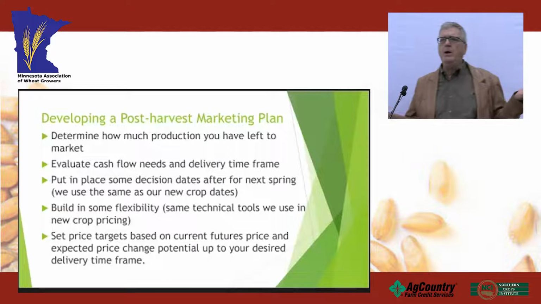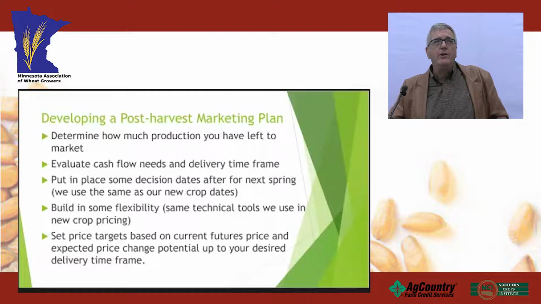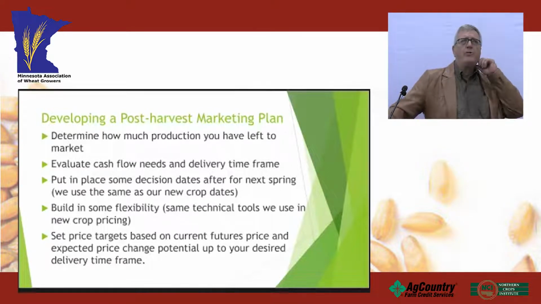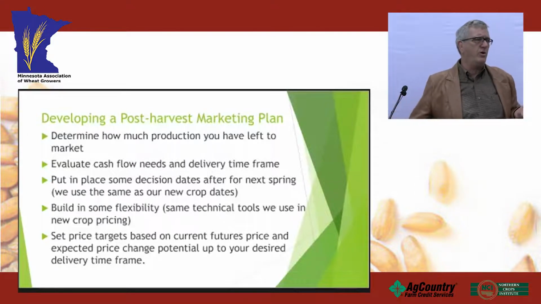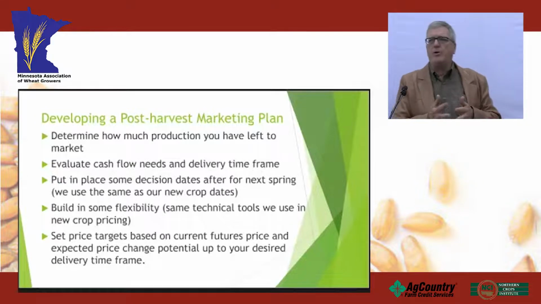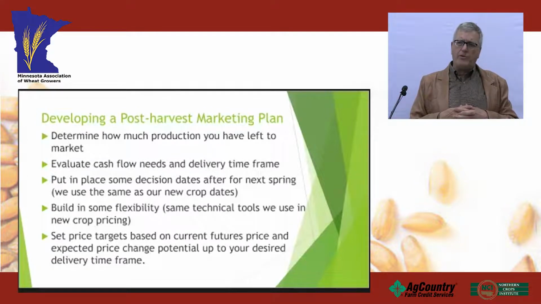So the first thing you do is determine how much production you have left to market. Evaluate your cash flow needs. We've kind of touched on that a little bit. You've got to have money at certain times of the year, and then your delivery time frame. We've got growers that want to have as much of their old crop delivered by road posting time, the end of March, as possible. A lot of growers that don't have cash flow demands can go all the way out to June, July, or even August before they have to make those decisions, although with interest rate changes, that may become a little bit different decision-making process.